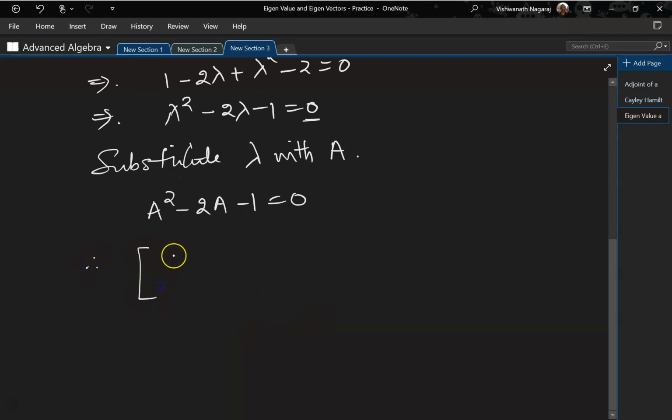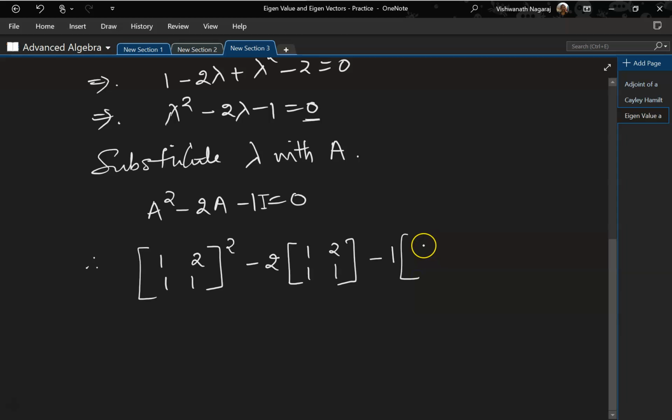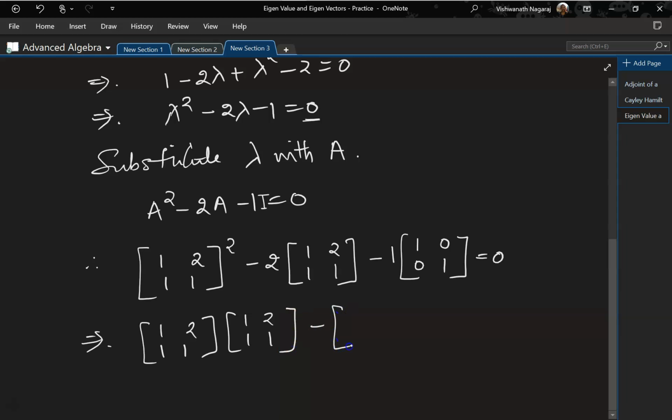So, therefore, A is [1, 2; 1, 1] squared, minus 2 times [1, 2; 1, 1], minus 1. And this is a scalar, but here we are talking of matrices, so this should be I, the identity matrix of the same order as A, which is [1, 0; 0, 1]. Equal to 0. So this would be [1, 2; 1, 1] times [1, 2; 1, 1] minus [2, 4; 2, 2] minus [1, 0; 0, 1] equal to 0.